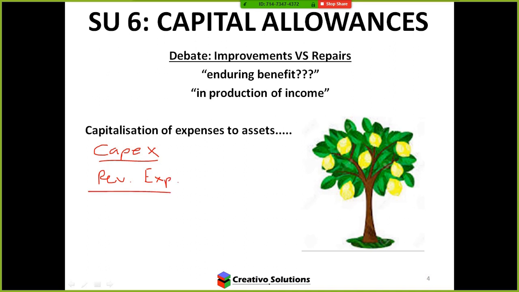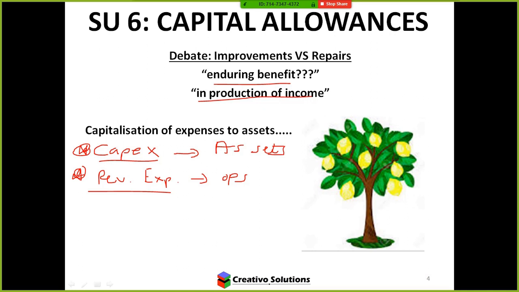Okay, revenue expenditure relates to operations. Capital expenditure relates to assets. So capex would be buying more machinery, or expanding the factory. That would be capex. If it's revenue expenditure, that would just be ongoing: paying for the insurance, the rent, the water and lights, the ongoing cost of running or producing income. And that's the distinction that we need to make, right?